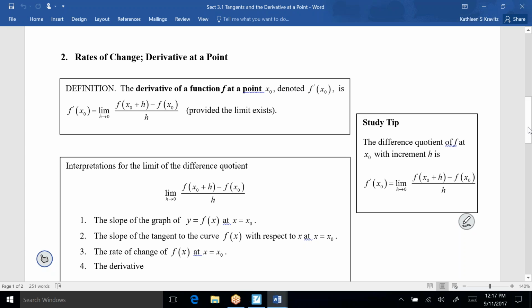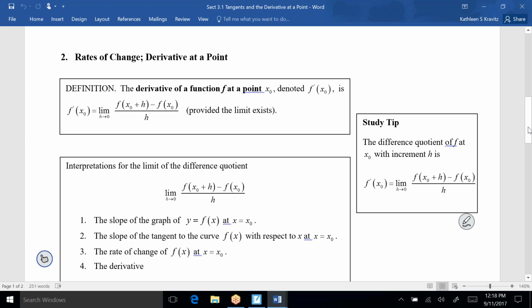That derivative at that point is going to be the slope. It's the same thing, but now we're going to be calling it a derivative. We've kind of been doing this so far this semester, with different interpretations for the limit of the difference quotient. It's the slope of the graph at a point.